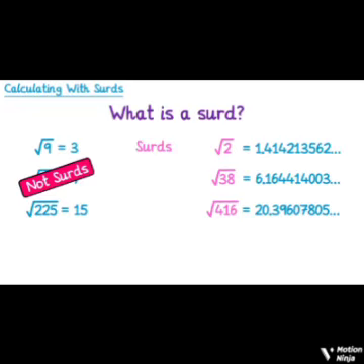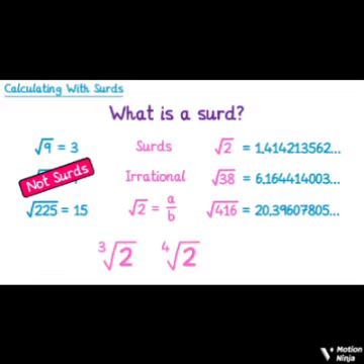A surd is an example of an irrational number. This means that we cannot express them as a fraction. So if you try to write the square root of 2 equals some number a over b, where a and b were integers, you'll never do it, because it's impossible. You can also have surds which are cube roots as well, or even fourth roots. But for the purposes of the GCSE course, it's just going to be square roots. So you can think of surds as just being the square roots of numbers that are not square numbers.